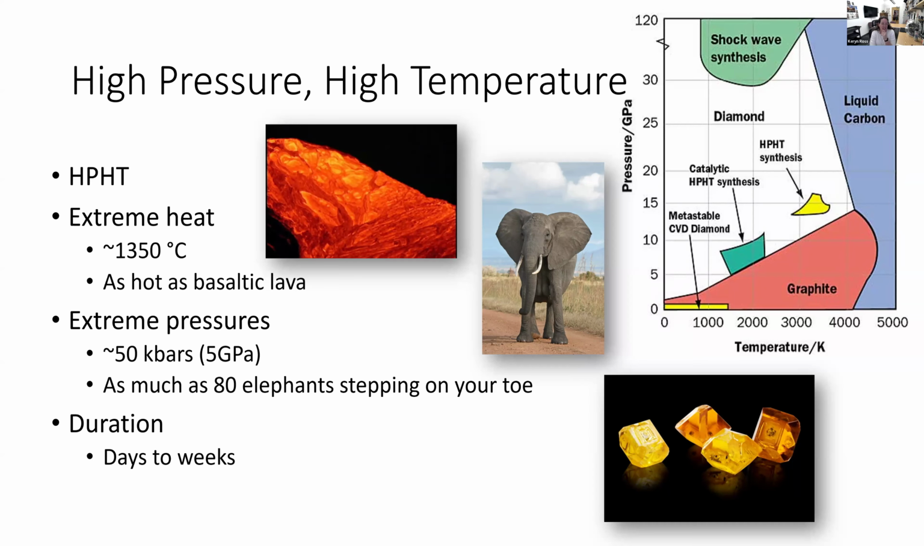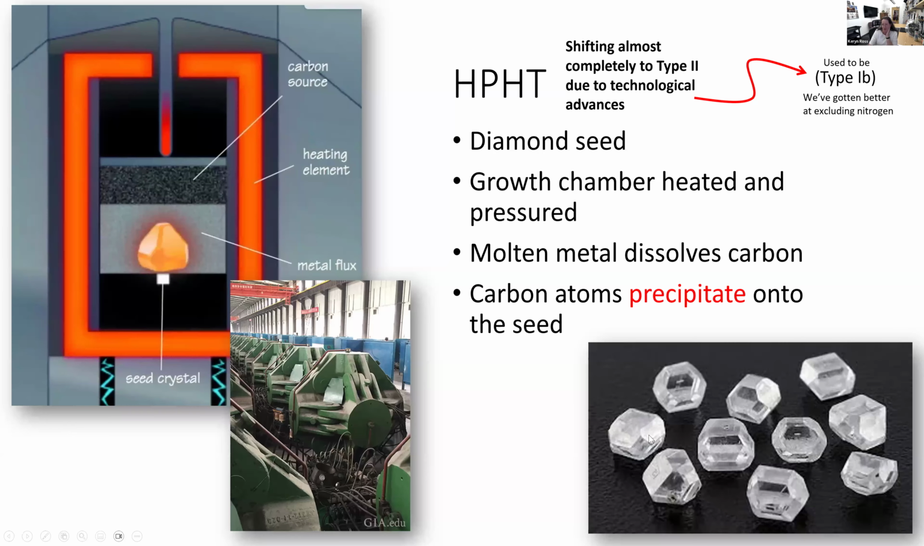It's not a really long process, actually. It's pretty fast. And this is an example of some of the stuff that comes out of these high pressure, high temperature presses. Now, at first, it was really hard to exclude enough nitrogen to get something that was colorless, but pretty much now we've gotten really good at it, and this is what comes out.